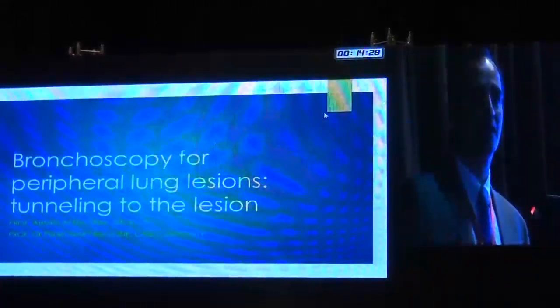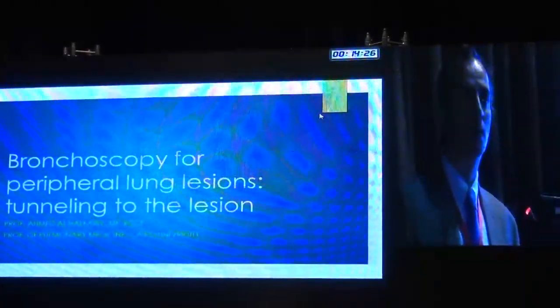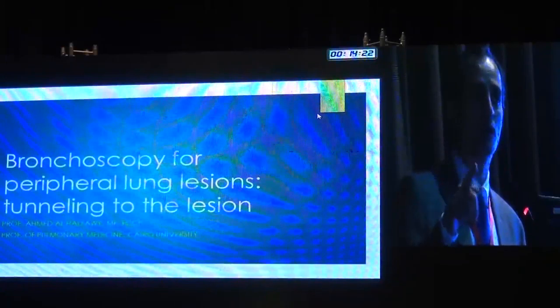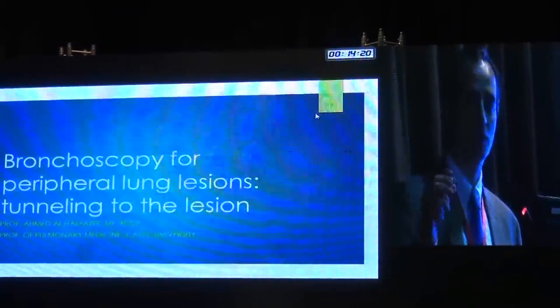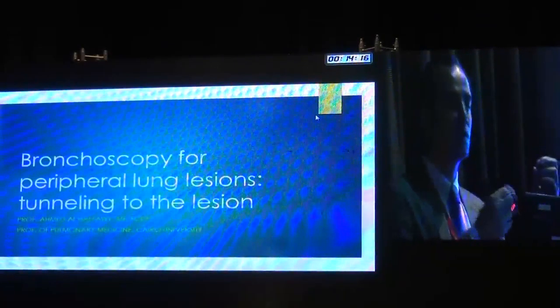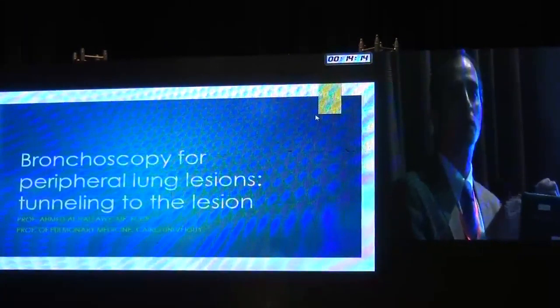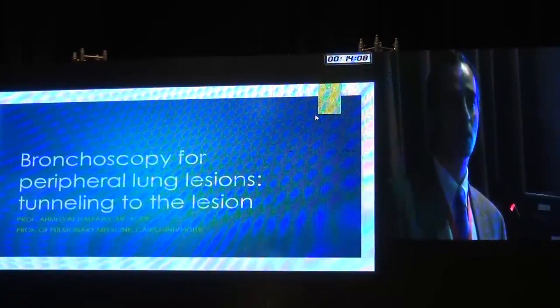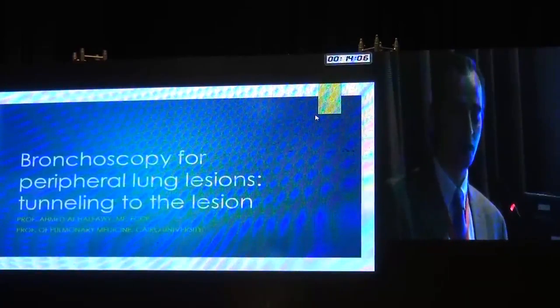All the techniques that we've discussed before depend on reaching the tumor through the bronchi. So it needs a bronchus sign, meaning that the tumor has to be in direct contact with the bronchus. But what if the tumor is outside the bronchi? It's within the lung parenchyma. This is what we will see today.